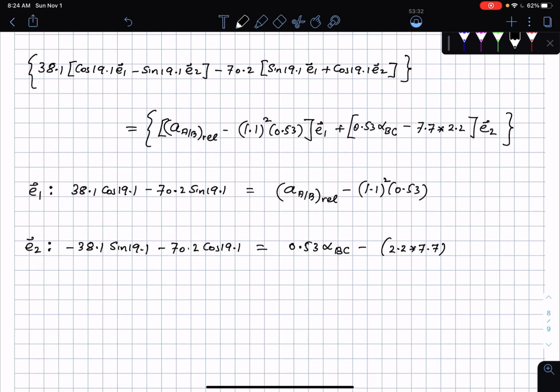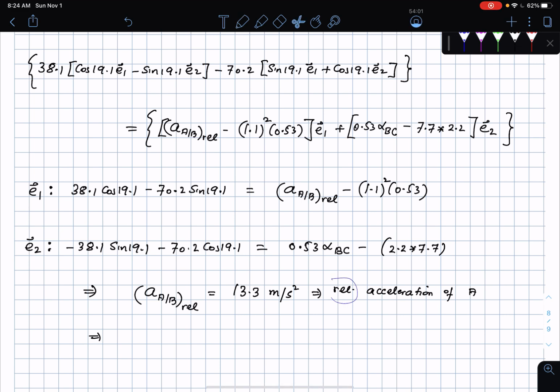So if I do the calculations, I end up getting the following. Okay, so from here I can solve for a slash b relative, and I obtain this to be around 13.3 meters per second square. Okay, and then likewise I can solve for alpha. This is the relative acceleration of a relative to b, or relative to the link BC. It doesn't matter, it's the same thing, because a is not a part of the bar BC.